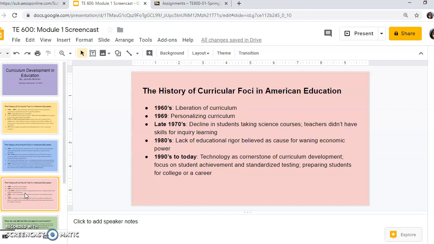So during the 80s, they believed that we needed our education to become more rigorous. And then during the 90s to now, there's a lot of focus on using technology in creation of curriculum development and engaging students with technology. There's a focus on student achievement and standardized testing and preparing students for college or a career.